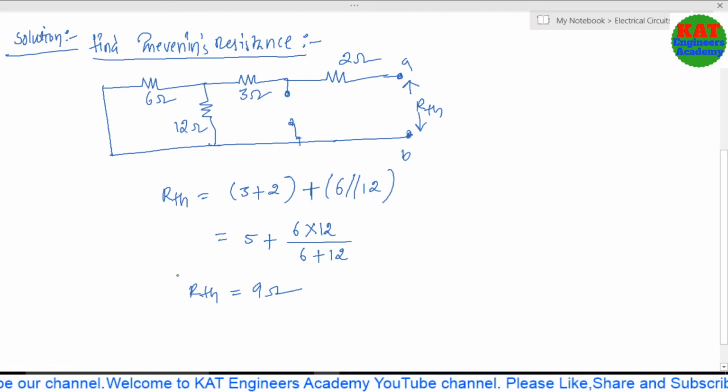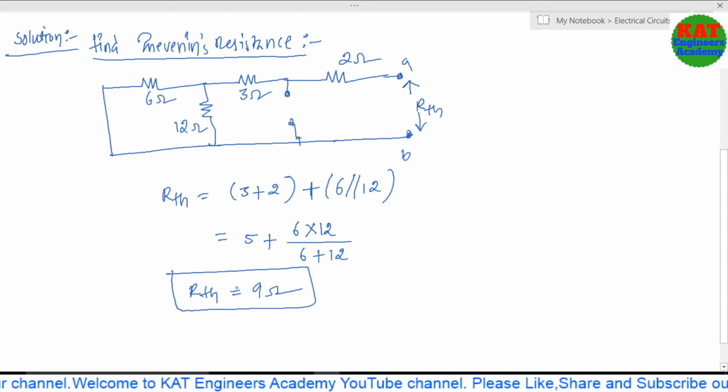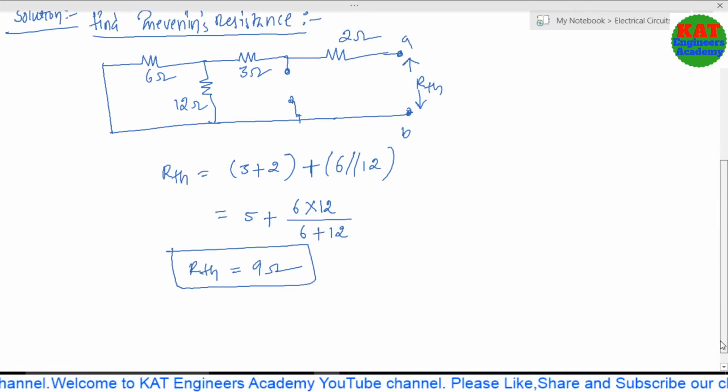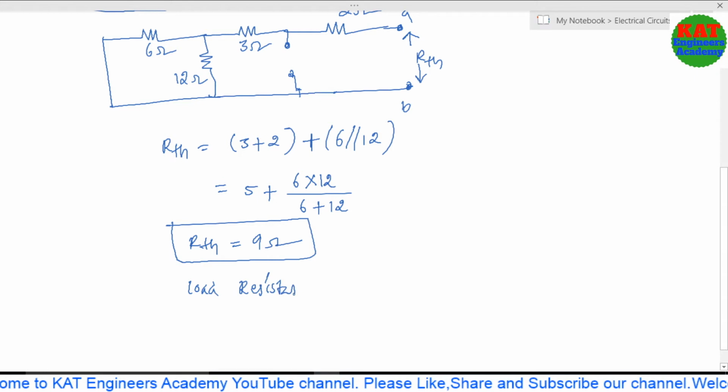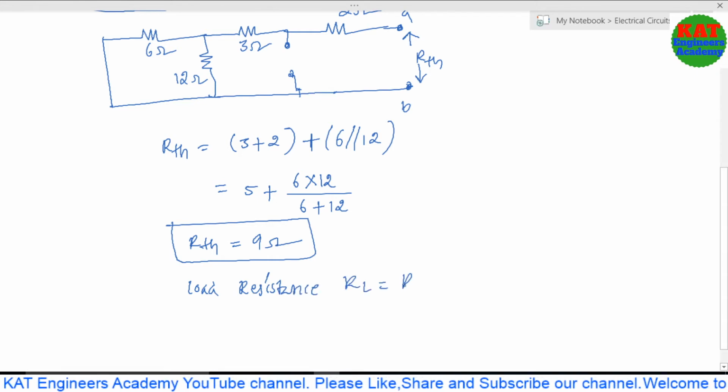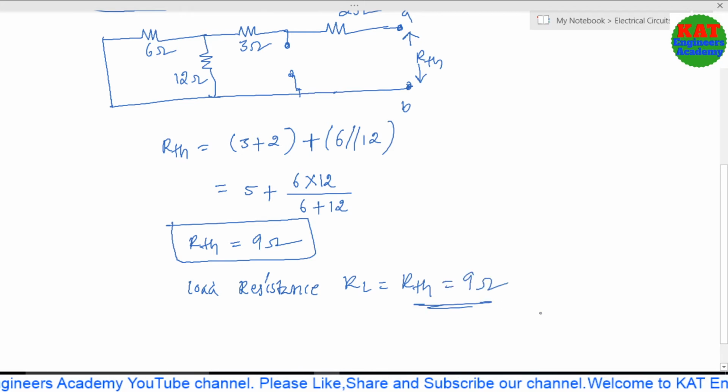So finally, from this RTH we can say the load resistance, they are asking for the load resistance. So the first question is over. Load resistance RL equal to RTH equal to 9 ohm. So the first question is over.